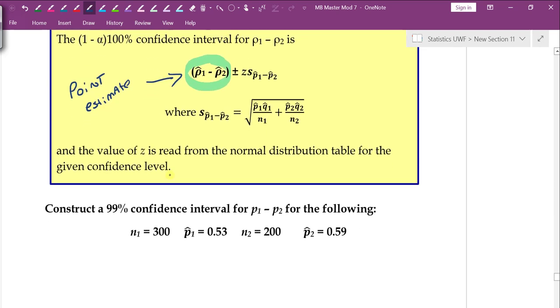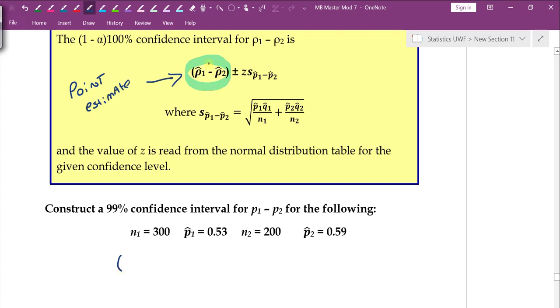And it says construct a 99% confidence interval for P sub 1 minus P sub 2, the difference of two proportions from two different populations from the following scenarios. So I have my sample size is 300 for population 1. My P hat for population 1 is 0.53. My sample size for population 2 is 200. And my P hat for population 2 is 0.59. And that is really everything that I need to calculate my confidence interval about the difference of my two proportions. So first thing I need to do is put down my point estimate.